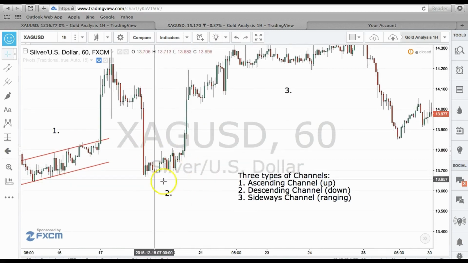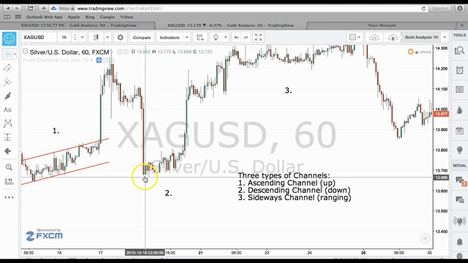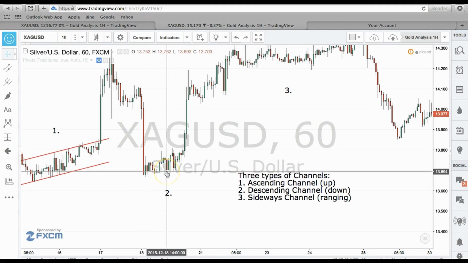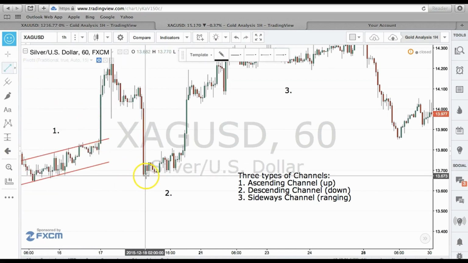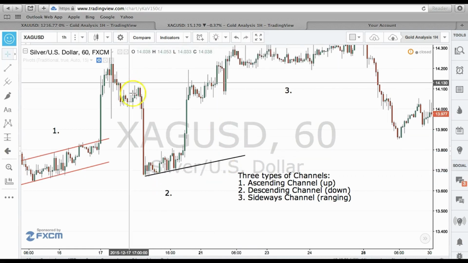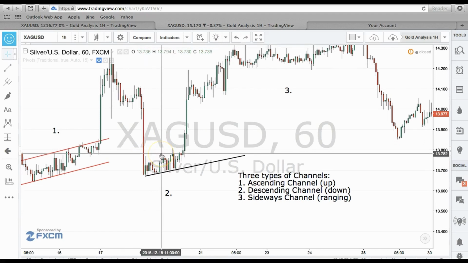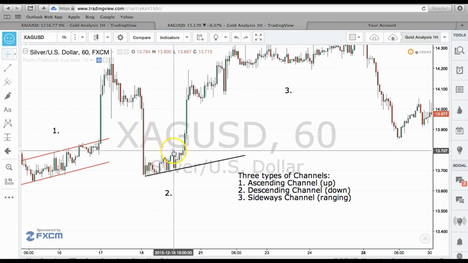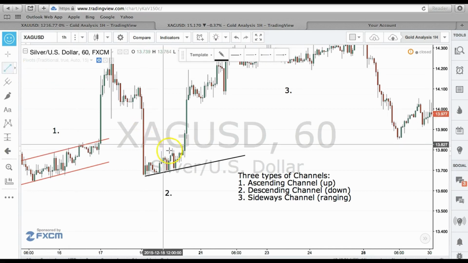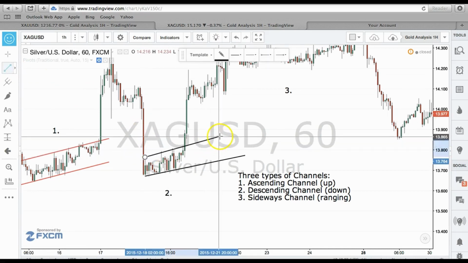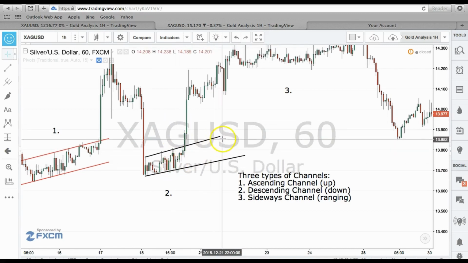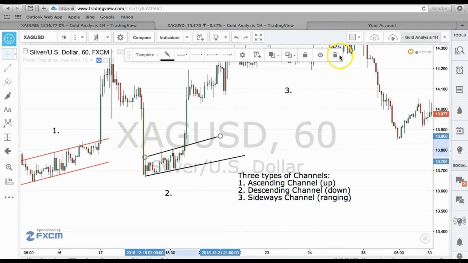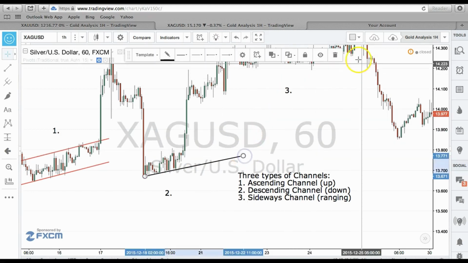Now, the second channel would have been right here. And again, we have 1, 2, 3 points that would have confirmed our trend line, and 1, 2 points right here that would have created it. At the top, 1, 2 points that would have created our trend line. The third point right here would have confirmed it. So I'm going to go ahead and use the parallel channel tool again to create that channel.